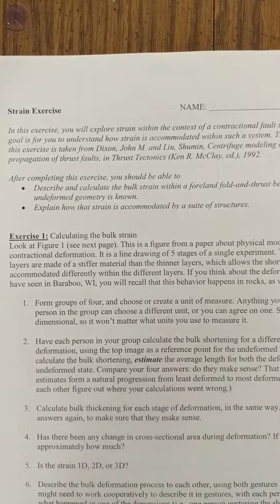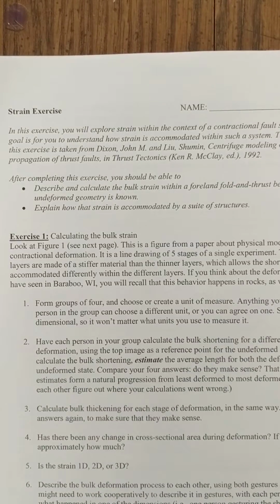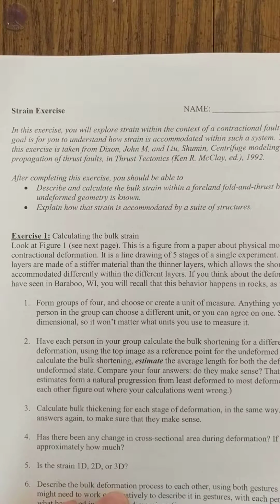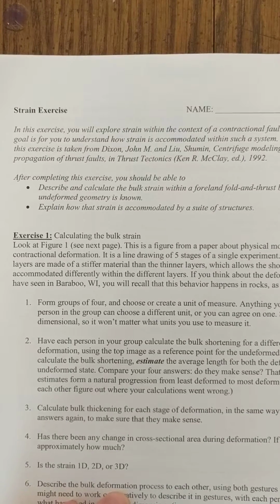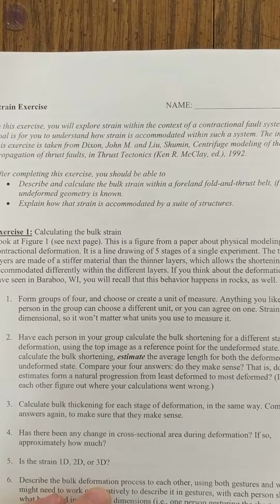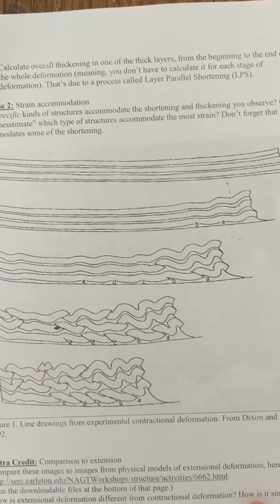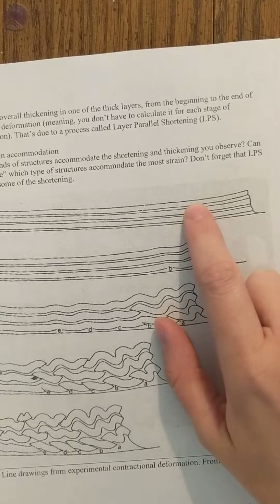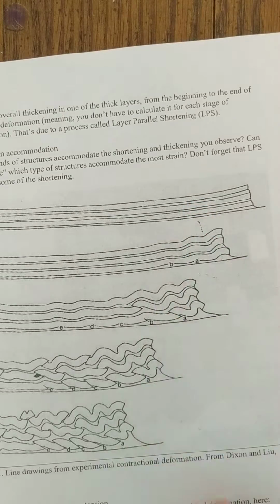So this figure is from the paper that's mentioned in the introduction above. There is a line drawing of 5 stages of a single experiment. The thicker layers are made of stiffer material than the thinner layers. And if you think about the deformation, well, we haven't seen the one in Wisconsin, so we won't talk about that. But this is the image that these figures are referring to. So up here, the very top layer, that's our thick layer, thin layer, thick layer, thin layer, thick layer.